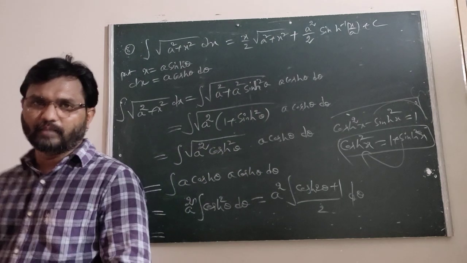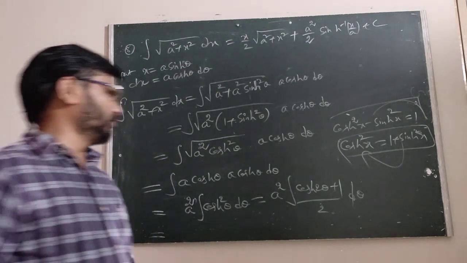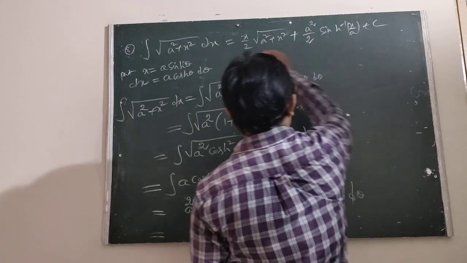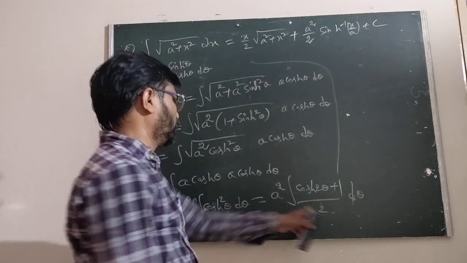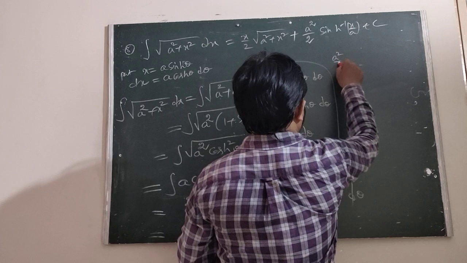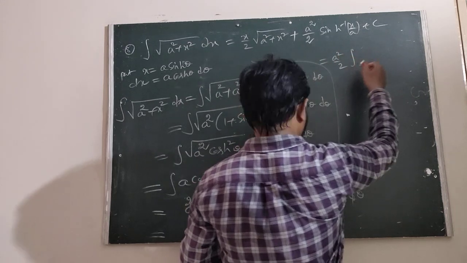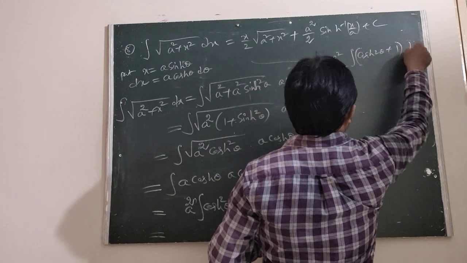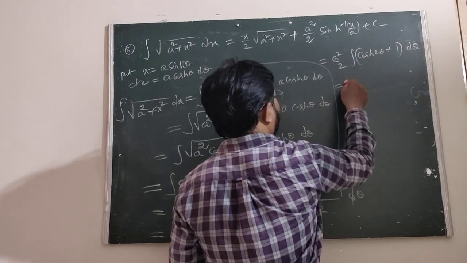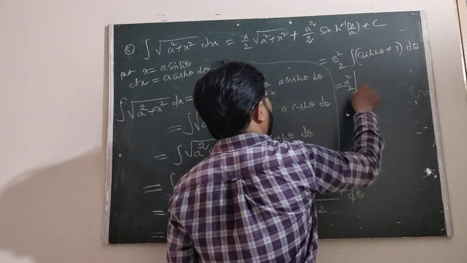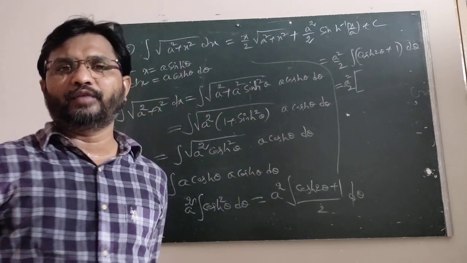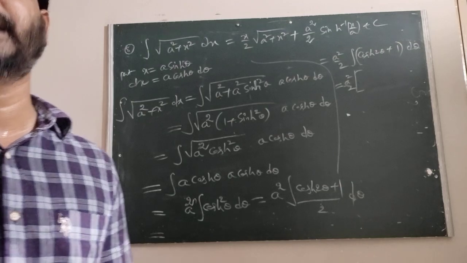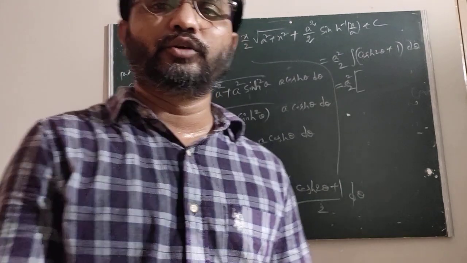Now we can write the a square by 2 at the beginning. Then it will be a square by 2 times the integral of cos h 2 theta plus 1 whole of d theta. Already we found recently the integral of cos h 2 theta.